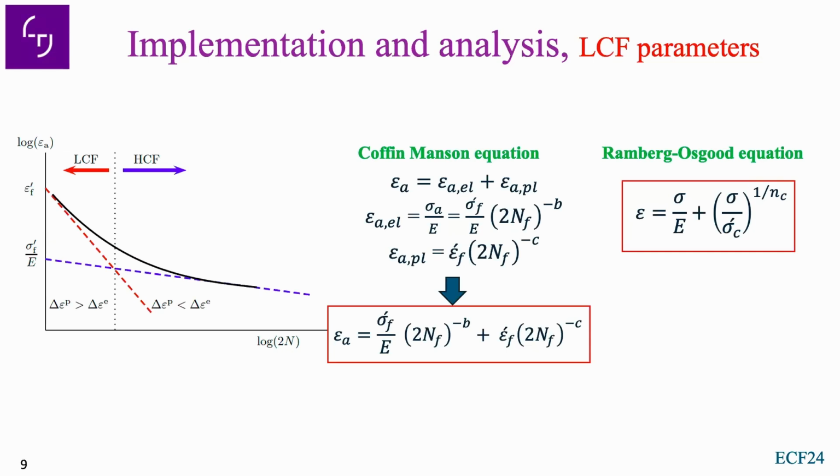I mean the Coffin-Manson equation, as you can see. Epsilon A, based on this equation, is a summation of elastic plus plastic, and can be obtained by this equation, where the left term is related to elasticity and the second one is related to plasticity. Another equation is the Ramberg-Osgood equation, because we want to derive the sigma-epsilon curve. So we need this equation to obtain some data.